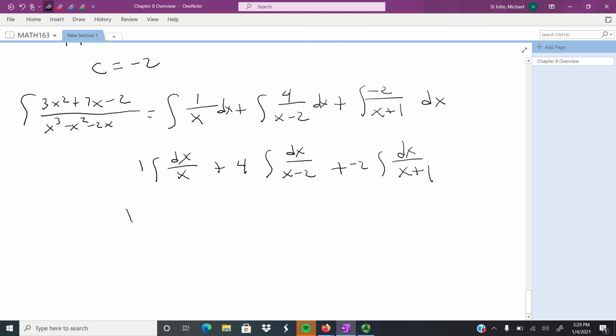And so this will give me the natural log of x plus 4 ln of x minus 2 minus 2 ln of x plus 1 plus c. Right? And that will conclude this brief overview of the chapter.